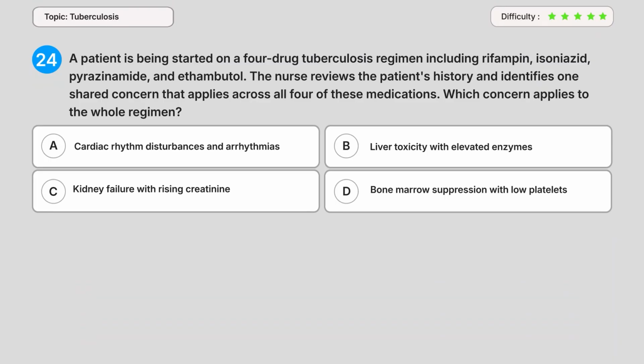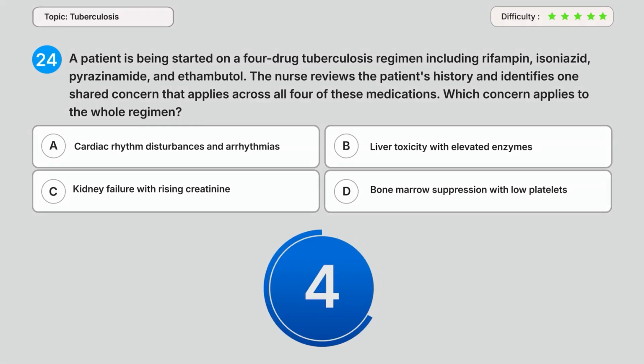A. Cardiac rhythm disturbances and arrhythmias. B. Liver toxicity with elevated enzymes. C. Kidney failure with rising creatinine. D. Bone marrow suppression with low platelets. Can you guess the answer?